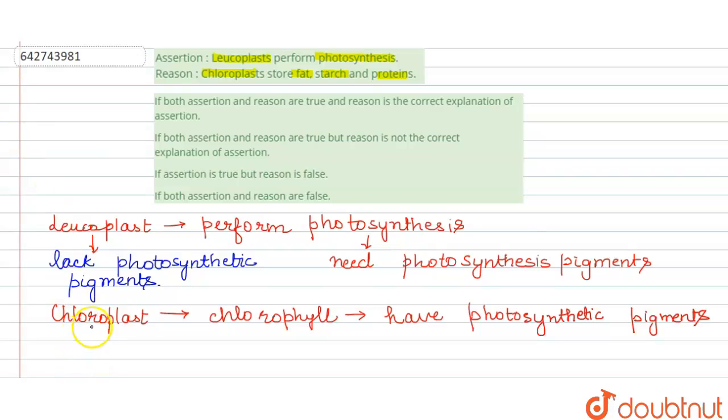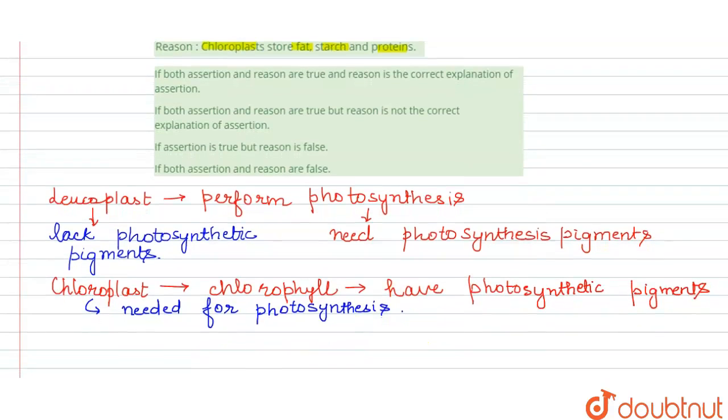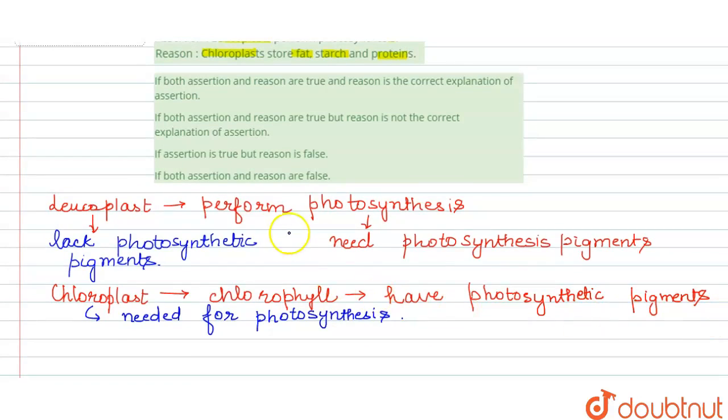So they are used for the process of photosynthesis, right? They are needed for photosynthesis. And for the storage processes, they are asking about the storage of three things.